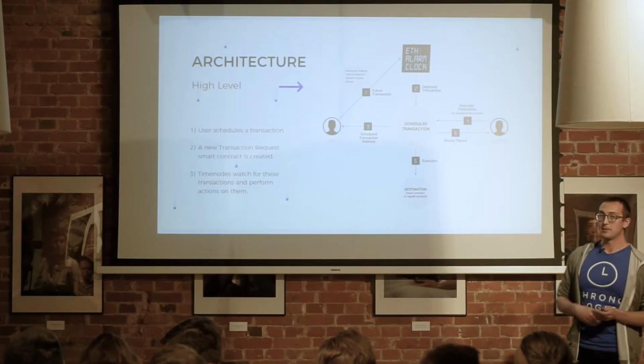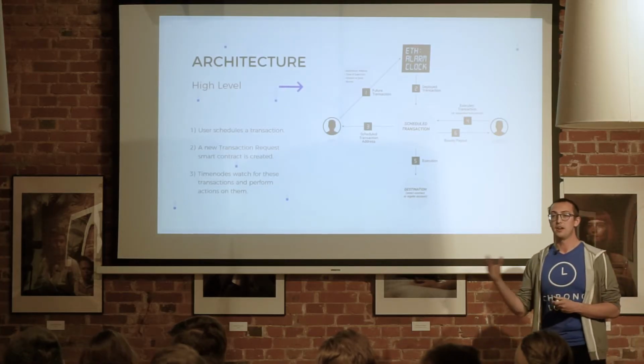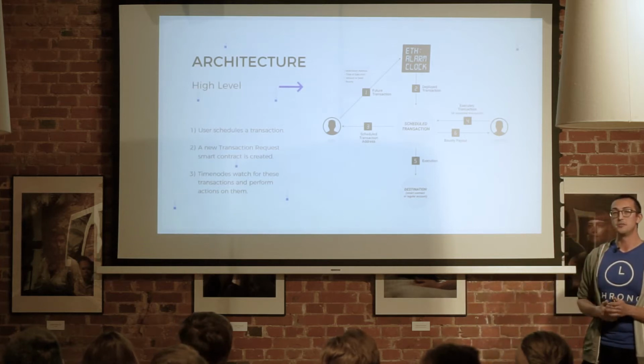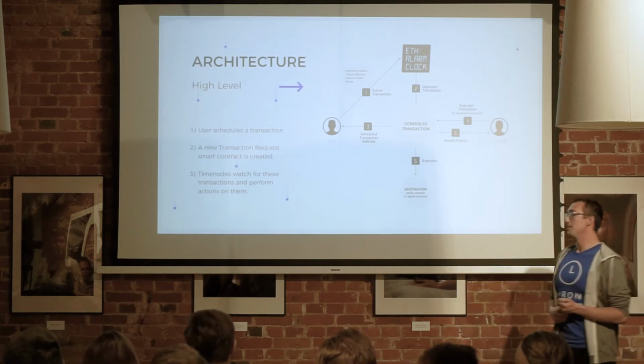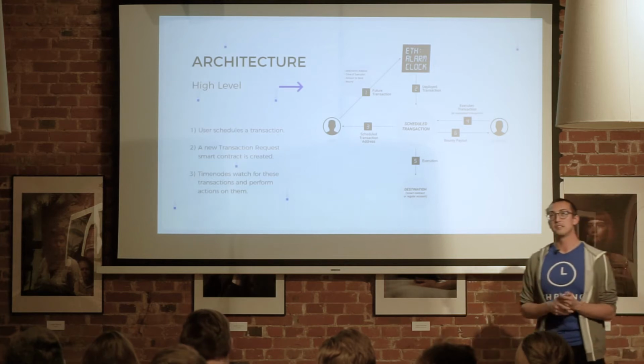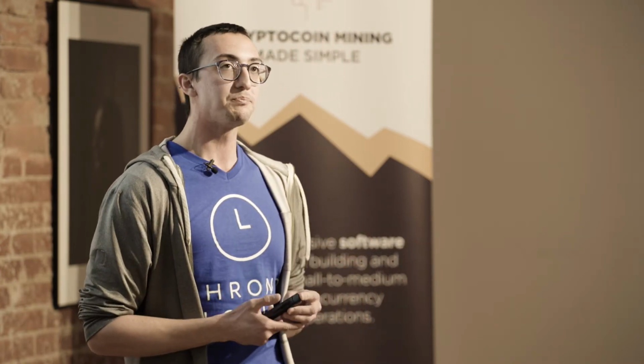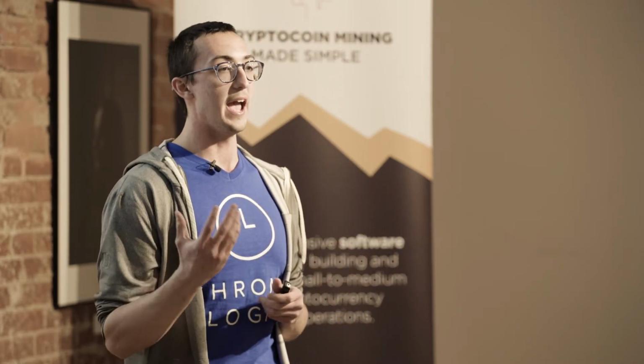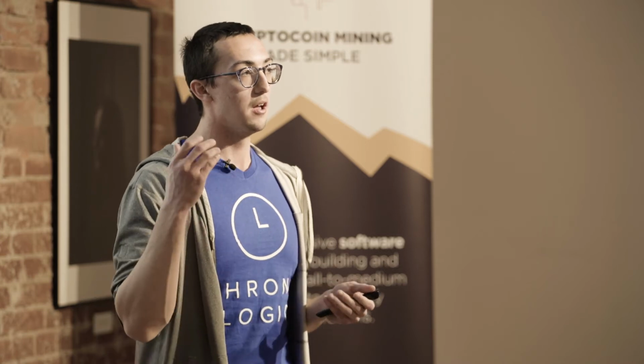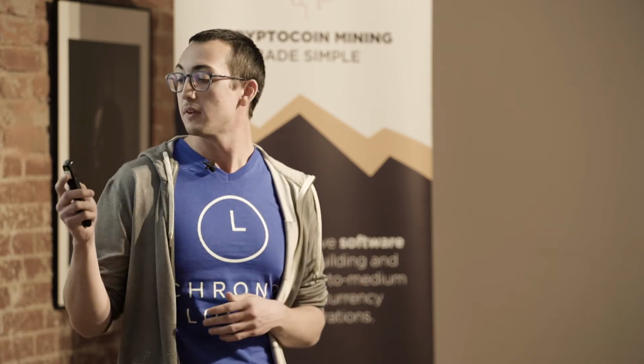On the right-hand side, we have time nodes, which are these off-chain clients watching for each new smart contract. They'll store these and perform certain actions on them depending on what state these transactions are at. They'll either claim these transactions or execute these transactions. And when they execute transactions, they'll get paid a bounty.